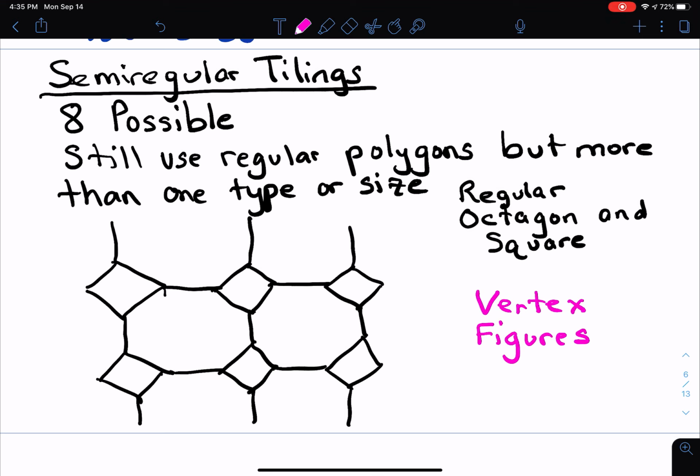Well, when you look at a vertex, a point where vertices meet on these polygons, you take the midpoints of the sides that make up that vertex, and then you draw segments to make a polygon. You can do this anywhere on your shape. If it's a semi-regular tiling, you can do this anywhere on your tiling, and you will always get the same shapes for your vertex figures. So you can pick anywhere and do that, and it works out.